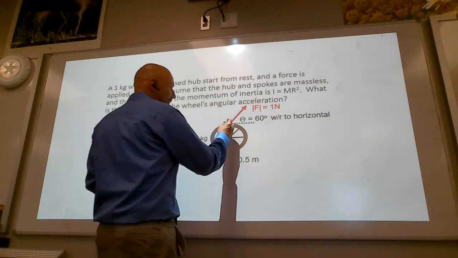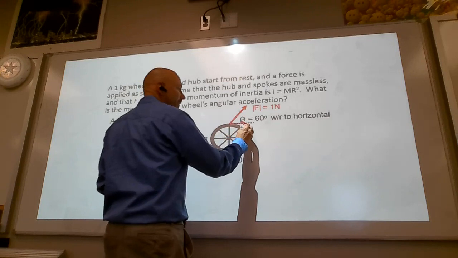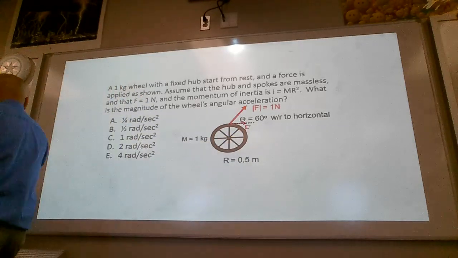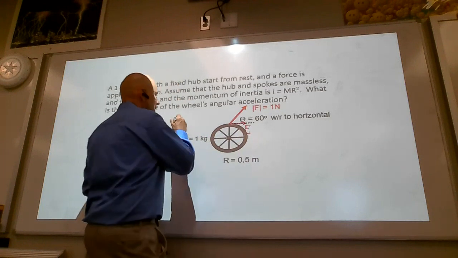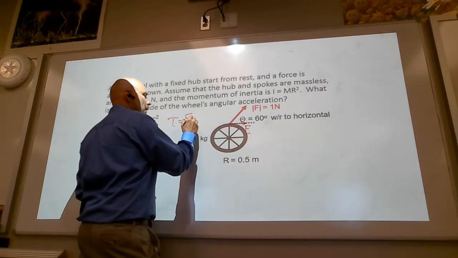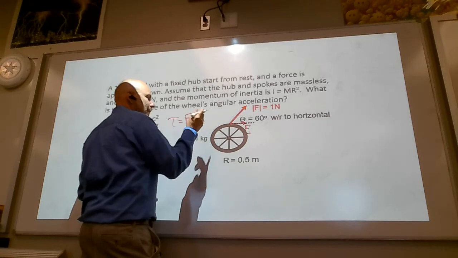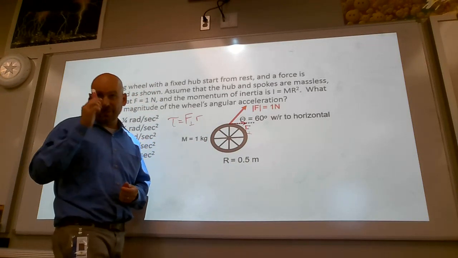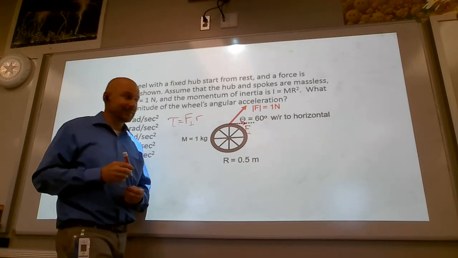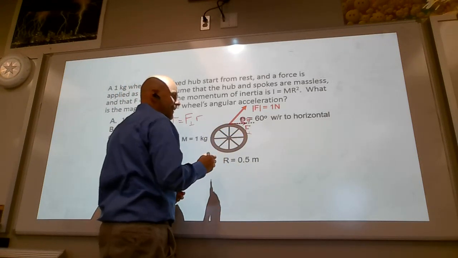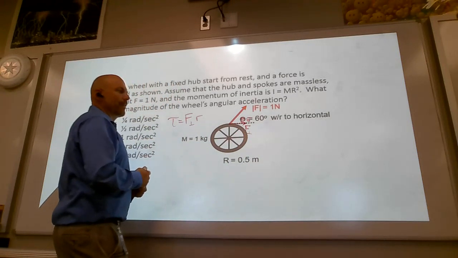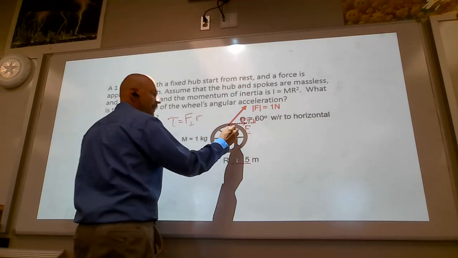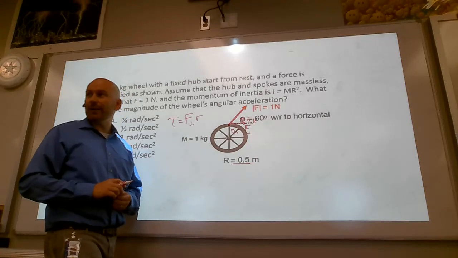Okay, here we go. So you want the component that's perpendicular. I would do this equation. Okay, so I've got 0.5, cosine of 60 is 0.5. Right, that's in there. 30, 60, 90s. Okay, so you got 0.5 newtons times your radius of 0.5. Okay, so 0.25.